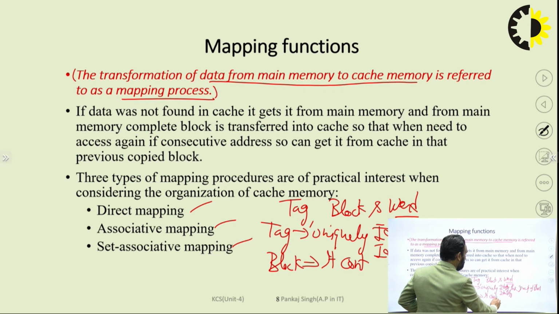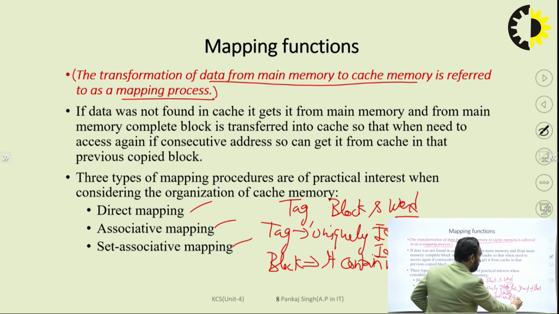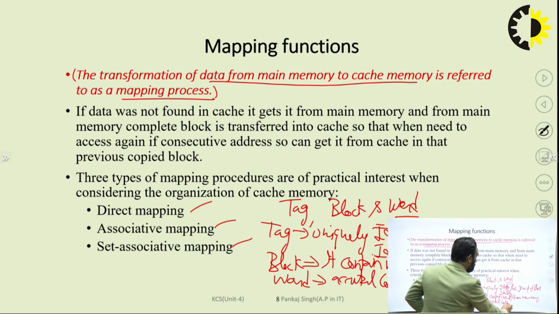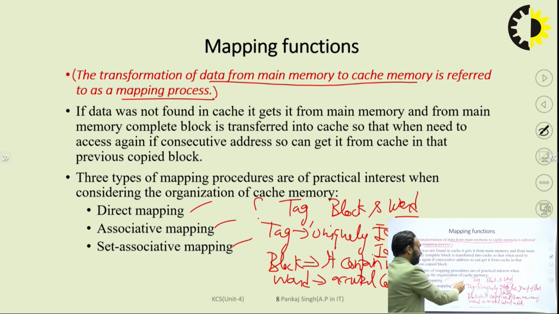Okay, what is block? It contains words from main memory. What is word? That is the actual content or data. So we will find out all these terms in terms of bits, right? So we will discuss direct mapping, associative mapping, and set associative mapping.